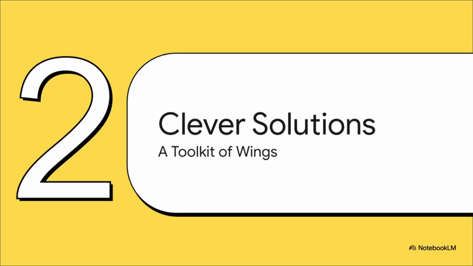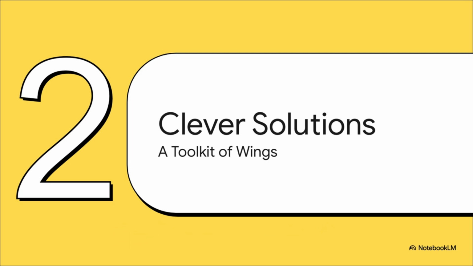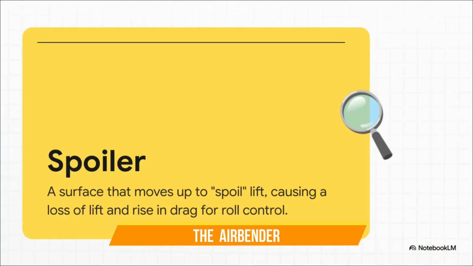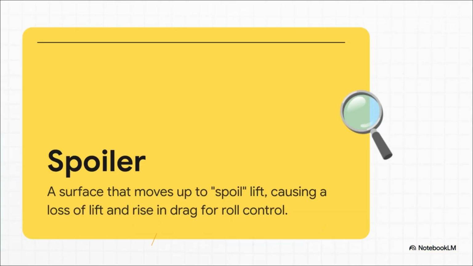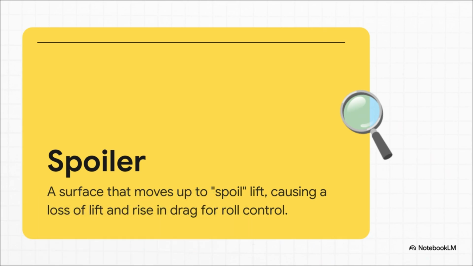So, how in the world do you solve all these conflicting problems? Well, you can't just use one tool for the job. Instead, engineers had to get creative and develop a whole toolkit of different control surfaces, each with a very specific purpose. First up, we have the spoiler. This is a brilliant solution for high-speed flight. Instead of using an aileron that could twist the wing, a spoiler just pops up from the top surface. It does exactly what it sounds like. It spoils the lift on that wing, causing it to drop, and the plane rolls, all done safely without putting a dangerous strain on the wing structure.